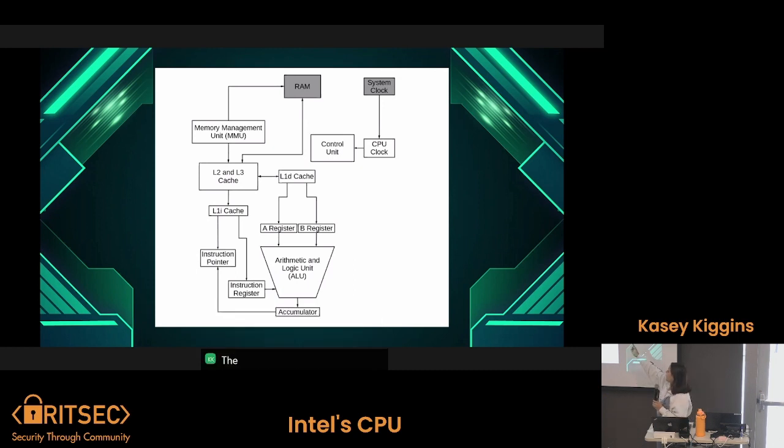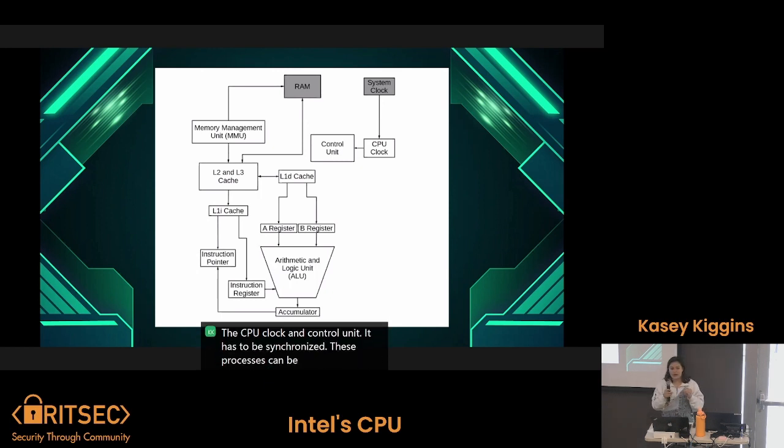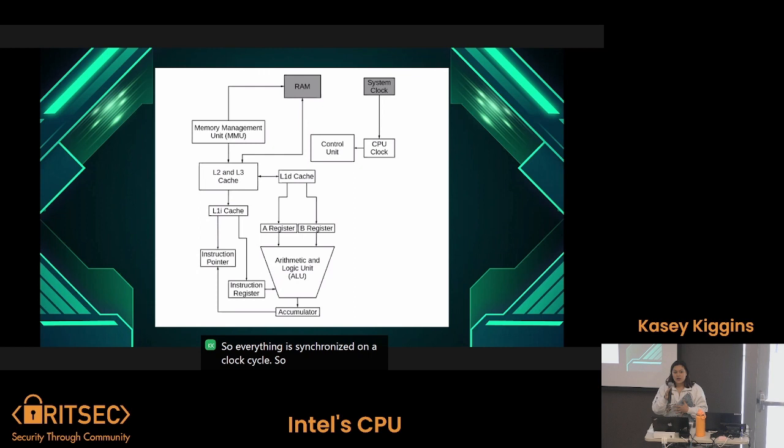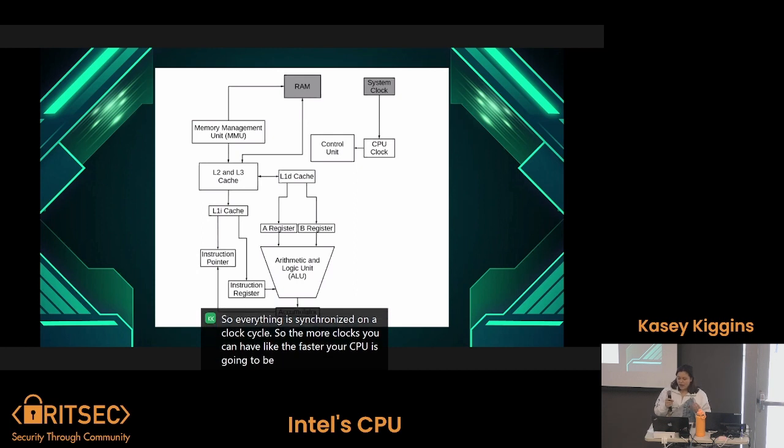The CPU clock and control unit. It has to be synchronized. These processes can't just happen without reason, because then there'd be a lot of waiting and stopping. So everything is synchronized on a clock cycle. The more clock cycles you can have, the faster your CPU is going to be. And the control unit performs this function at the rate of the predetermined clock speed.